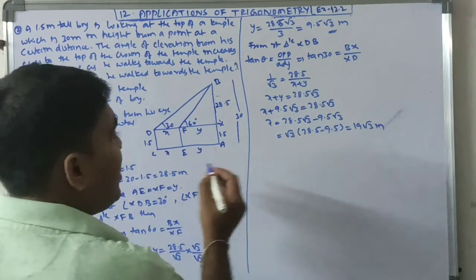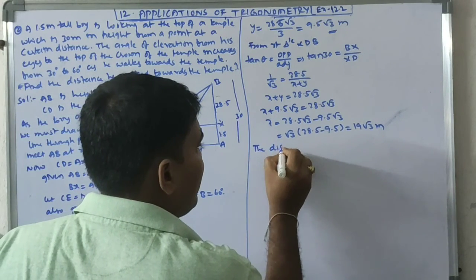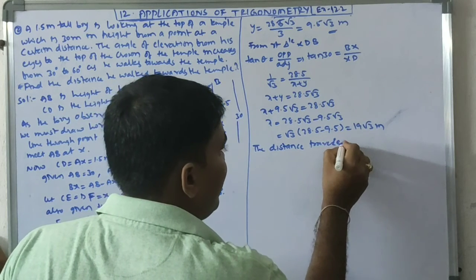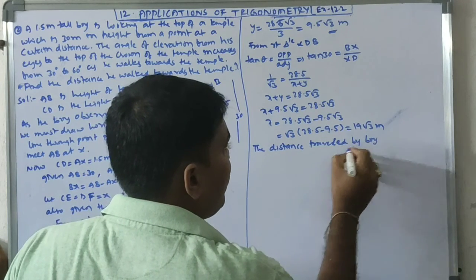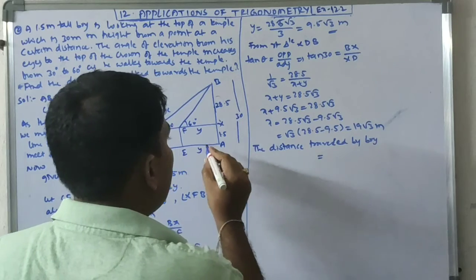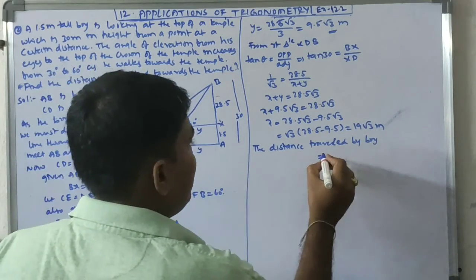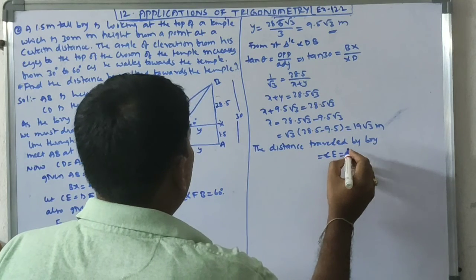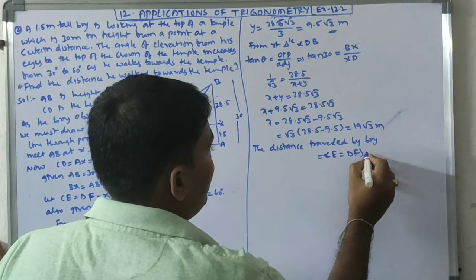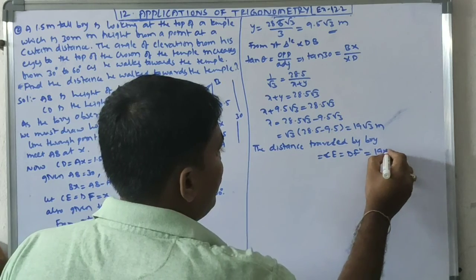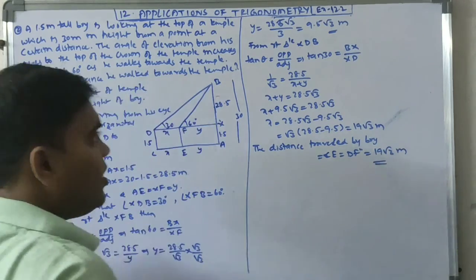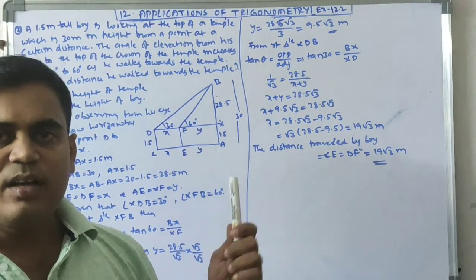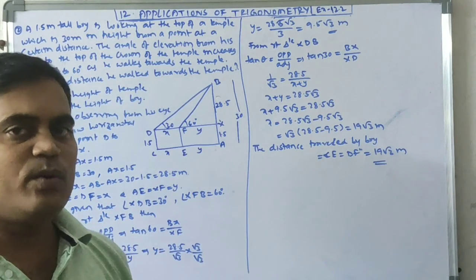What is x? The distance traveled. The distance traveled by the boy is CE or DF, which is equal to 19 root 3 meters. So this is the required solution. The distance traveled by the boy is equal to 19 root 3 meters.